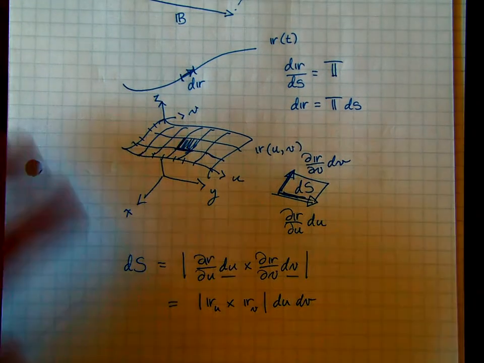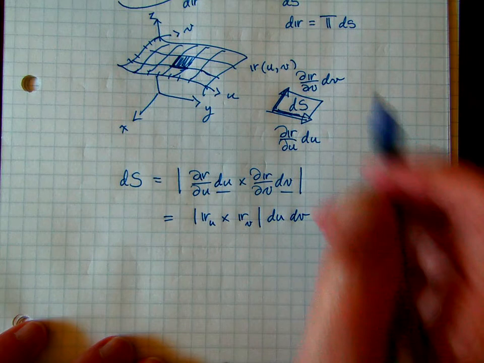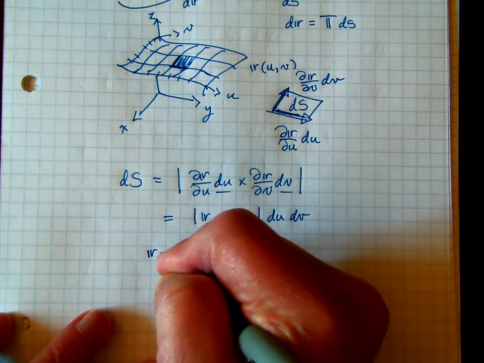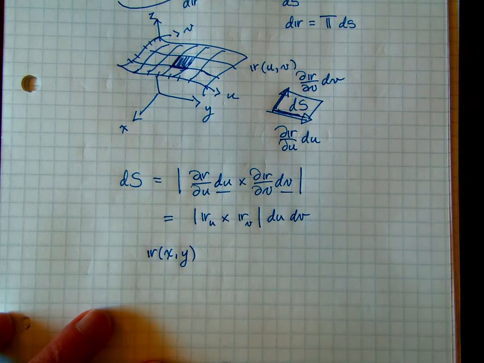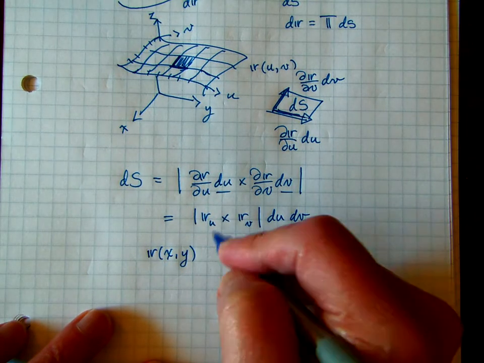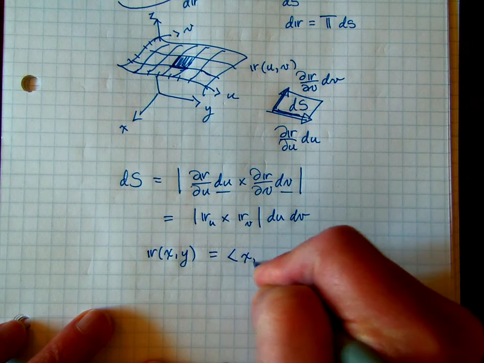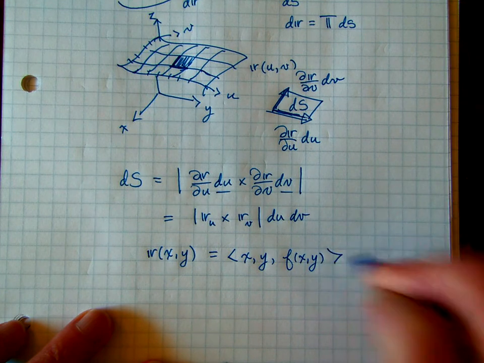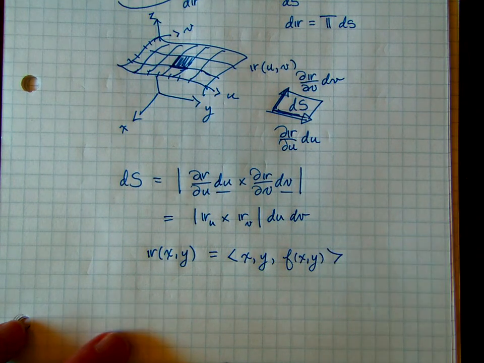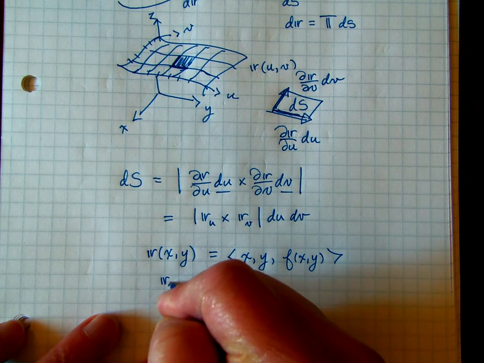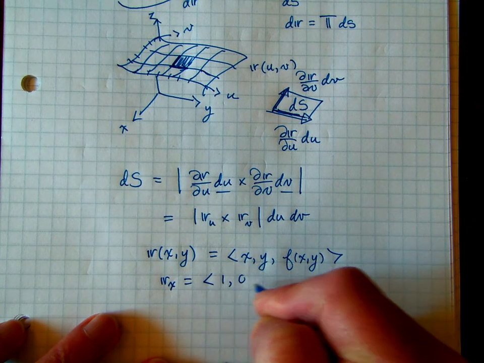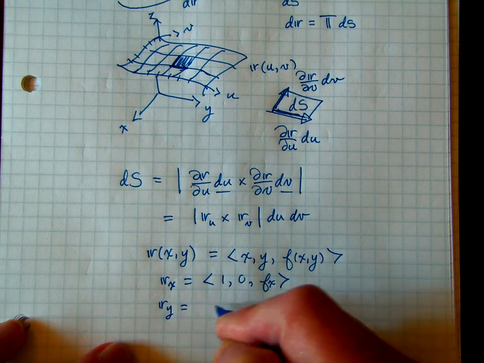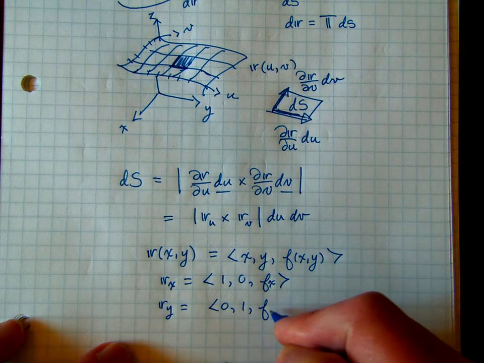What does this mean? Well, here comes a flashback. Let's suppose that our parameterization up here is very simple. Suppose that we're just using x and y for our parameters in the usual way, and that z is a function of x and y. So my parameterization of the surface would be x, y, f of x, y. I've certainly seen that before. Now what happens if we find r sub x? Well, that's going to be 1, 0, f sub x. And what's r sub y? R sub y will be 0, 1, f sub y.